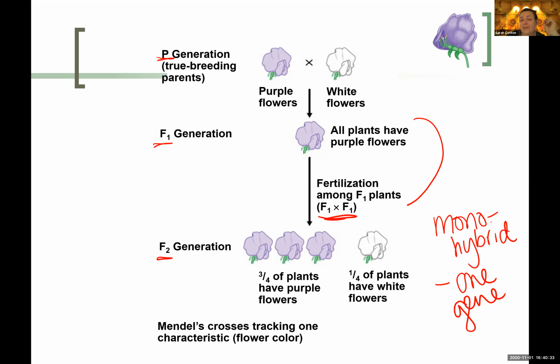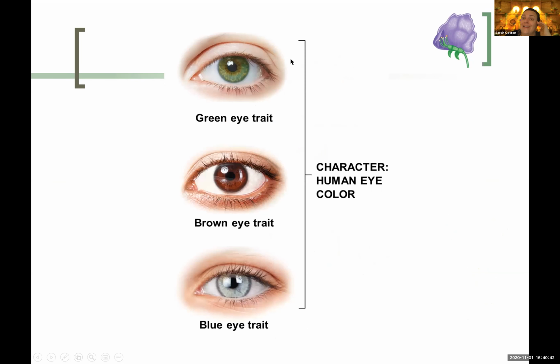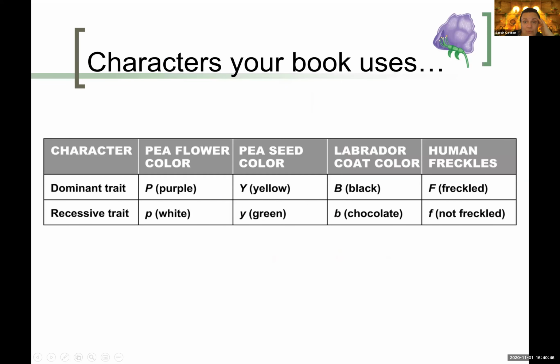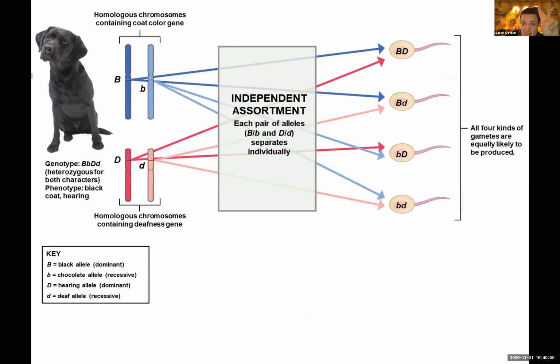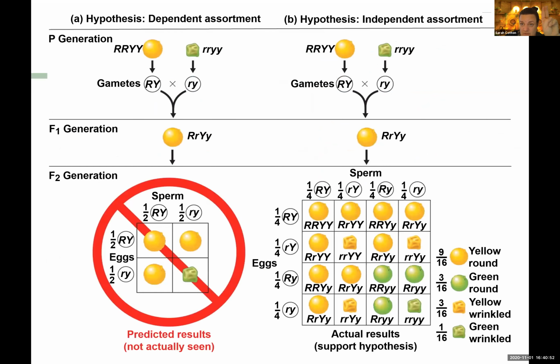Monohybrid cross means that you're looking at one gene. There are two different alleles for this gene, but we're looking at only flower color. A dihybrid cross means now we're doing a cross where we're looking at two different genes. Okay. So in this particular case, this is not in your book, by the way.